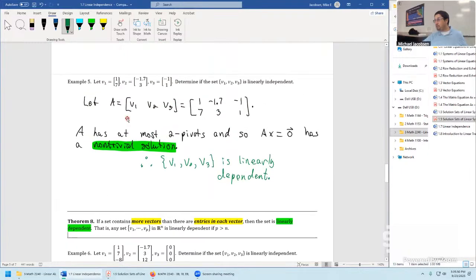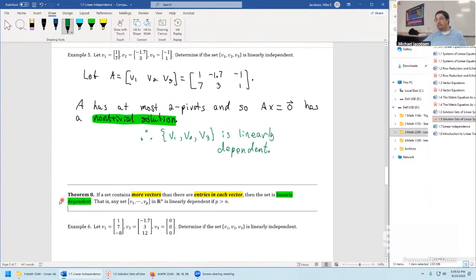And finally, that's the theorem that goes along with the last problem. Really, theorem 8 is just a redo of the prior theorem in the last section, 1.4. If you have more vectors than entries per vector, you have automatic linear dependence. So here we had 3 vectors, but only 2 entries per vector. We didn't necessarily have to even write this down. We can just observe linear dependence through theorem 8.